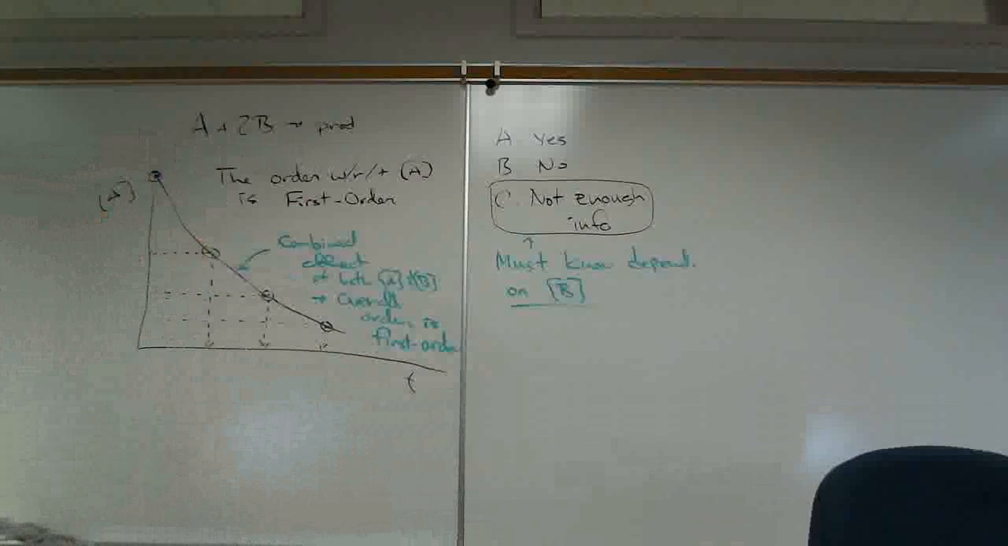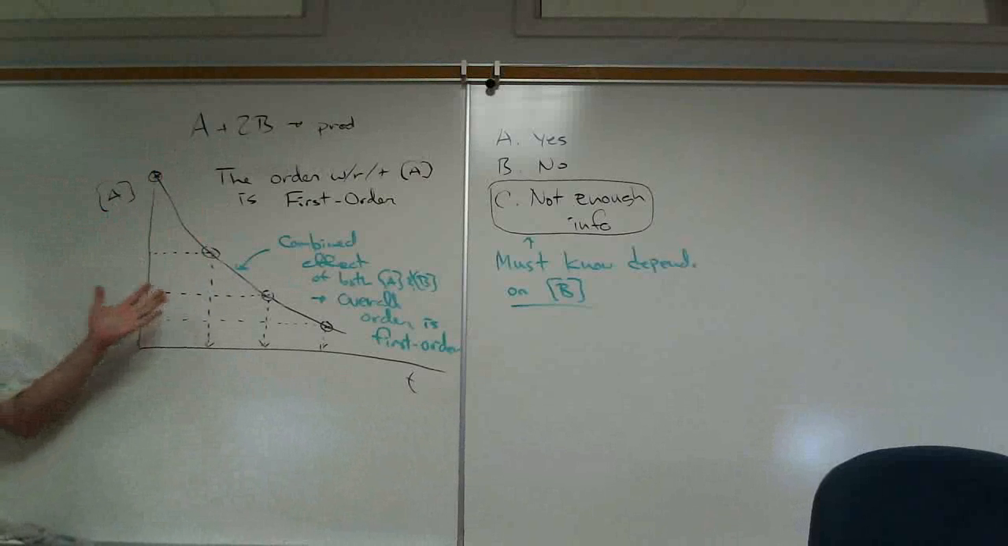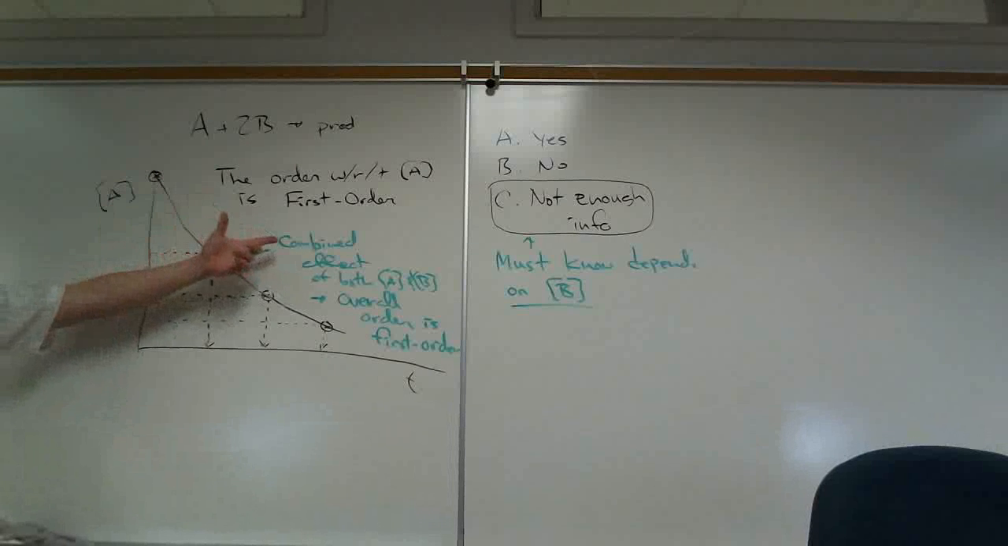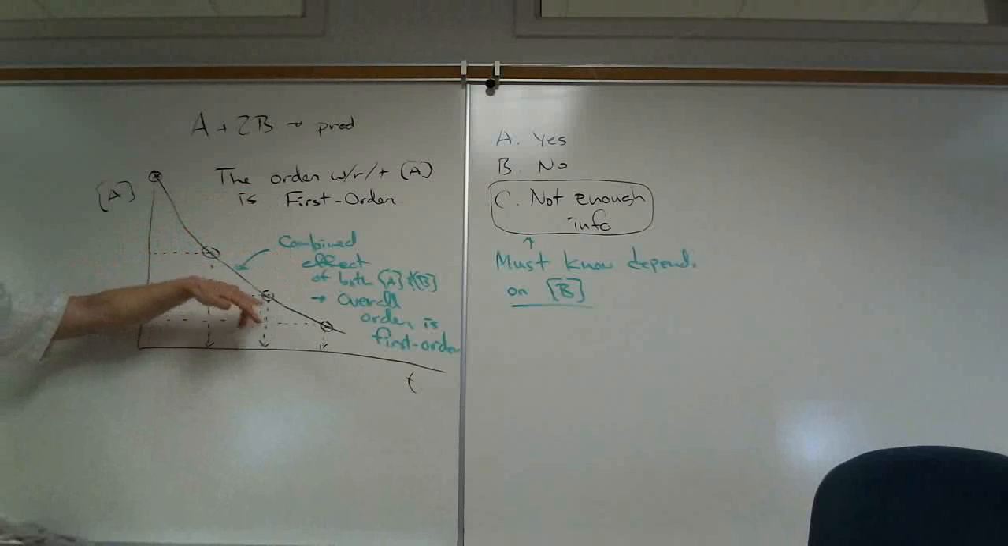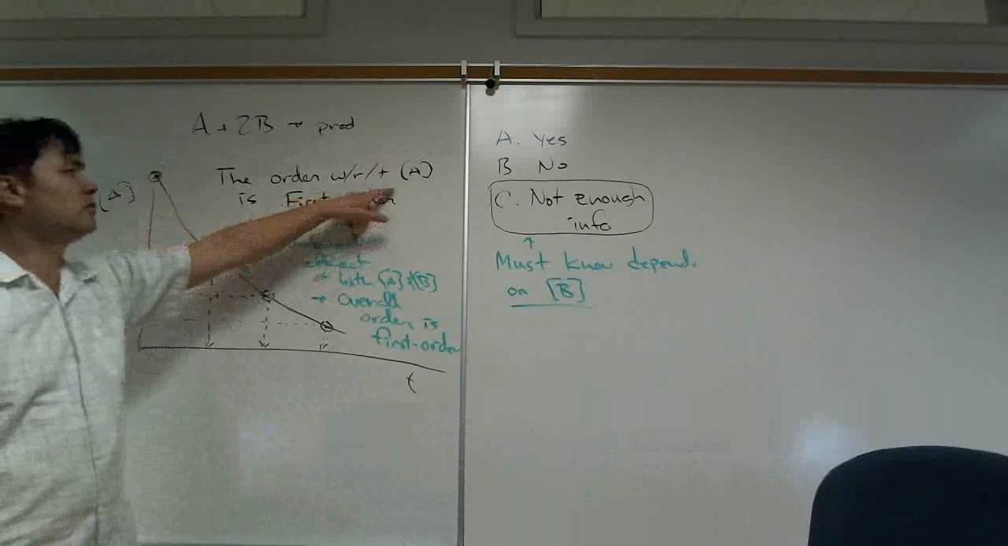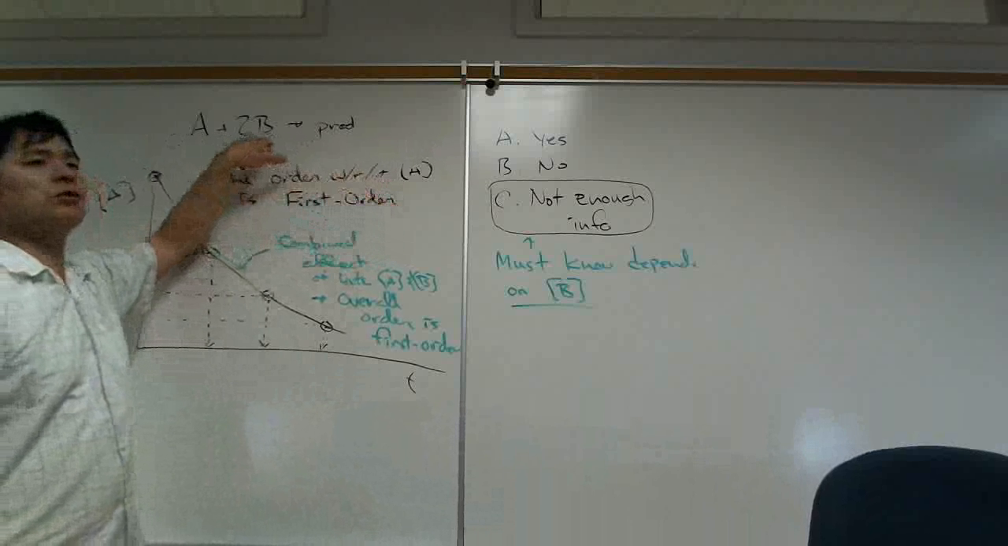Okay, now what that means is this. It means it could be first order in A and zero order in B. That is, B has no impact, right? That could very well be. And so this statement might be true. It could be first order in A if it were zero order in B.